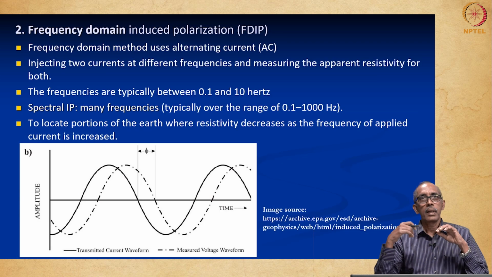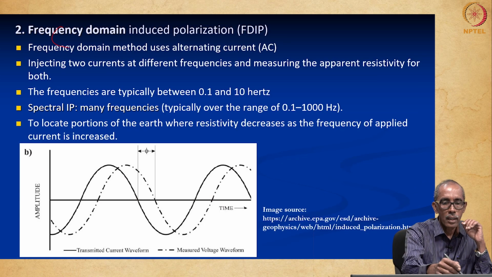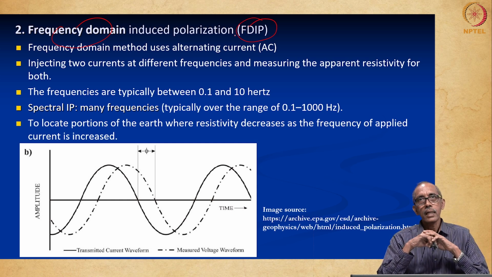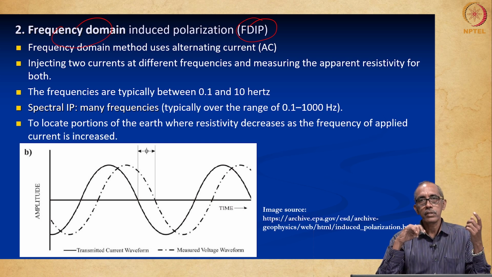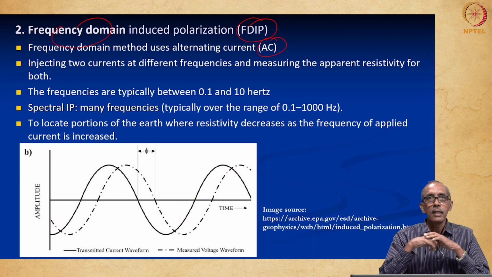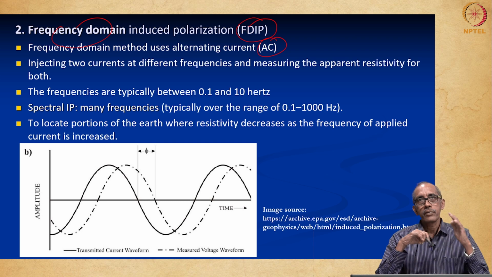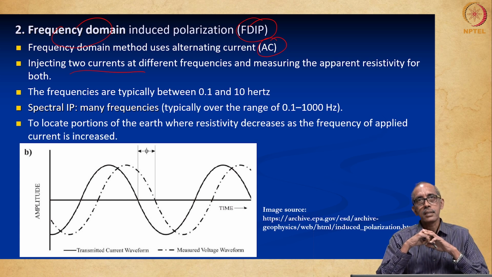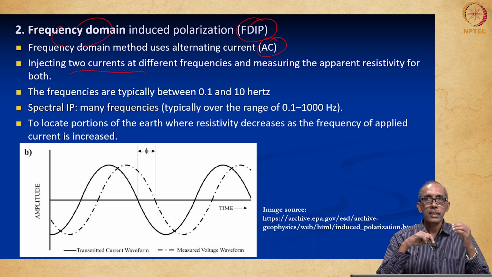In the second method, which is known as frequency domain induced polarization method, FDIP, here normally we use alternating current, unlike the battery which we use for the previous one, time domain. Why do we need alternating current? We need to apply current in different frequencies. Normally we are injecting two currents at different frequencies, and we measure the apparent resistivity for both of them, right.